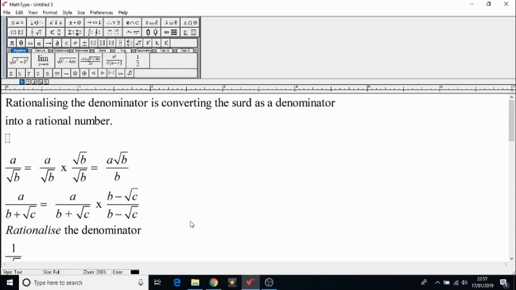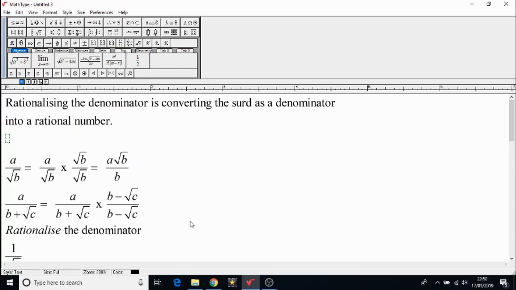If you want to know what surds are, refer back to my previous video on how to simplify surds. You can get an idea of what a surd is. When rationalizing the denominator, this has to be done because it is bad practice in the mathematical world to leave the denominator as a surd. So you have to rationalize it, make it into a rational number.